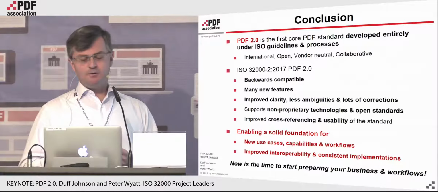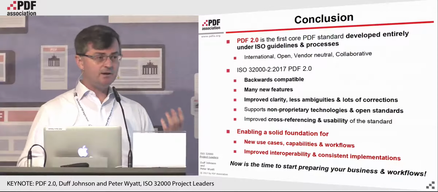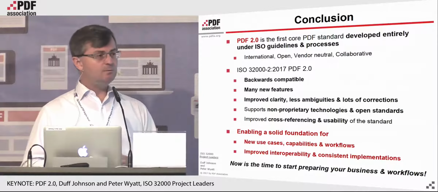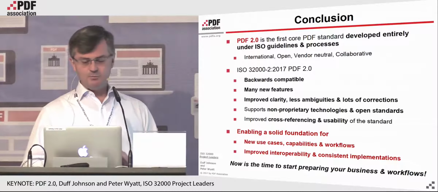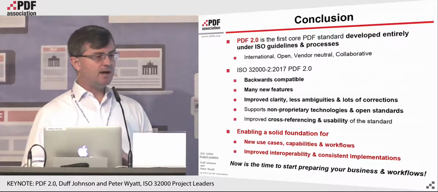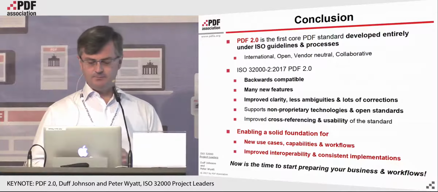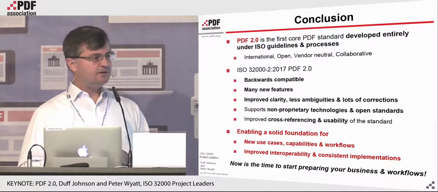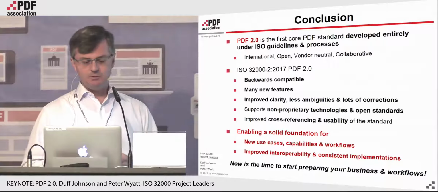The PDF spec itself is backwards compatible. We have many new features. Hopefully you've seen a few here today that might have spurred your interest. We've improved the clarity, we've got less ambiguities, and we've got lots of corrections. We're now moving to support non-proprietary technology and open standards, and in most cases, the latest version of all those standards. We've also improved the cross-referencing and the usability of the spec because we appreciate how big it is to read such a technical document.